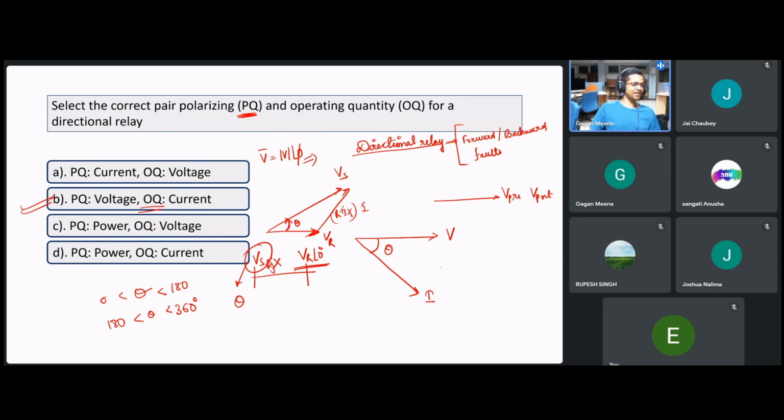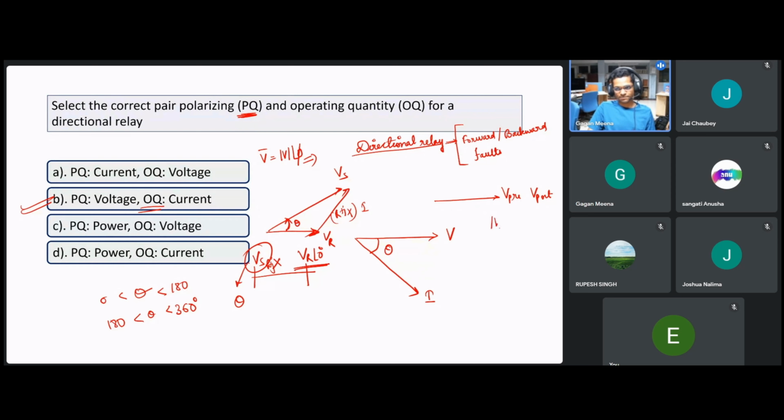Similarly, when we want to know the phase difference between voltage and current, we take something as a reference. So we are taking voltage as a reference. And why are we taking voltage as a reference? Because during the fault condition, the voltage phase does not change much. So we exploit that fact.